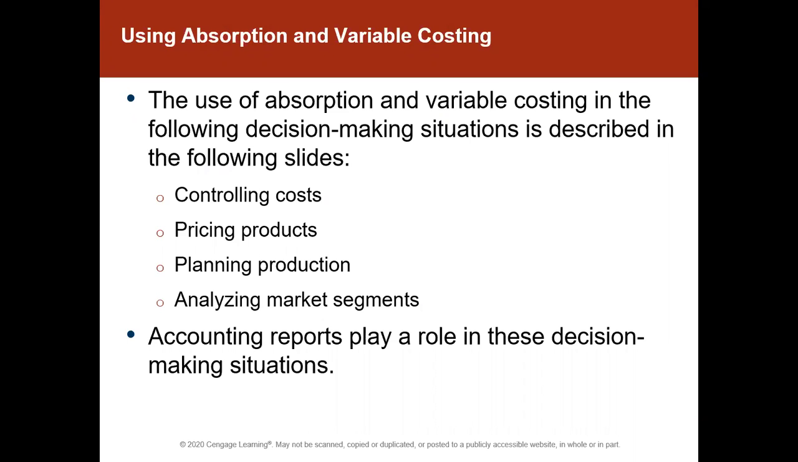Okay, so when we're making decisions about how to control costs, we can sometimes see our costs better when we use variable costing than when we're looking at absorption, because it breaks them all out, right? Because here's the thing, if I'm a business manager and I want to control my costs, the way I control fixed costs and the way I control variable costs are very different.